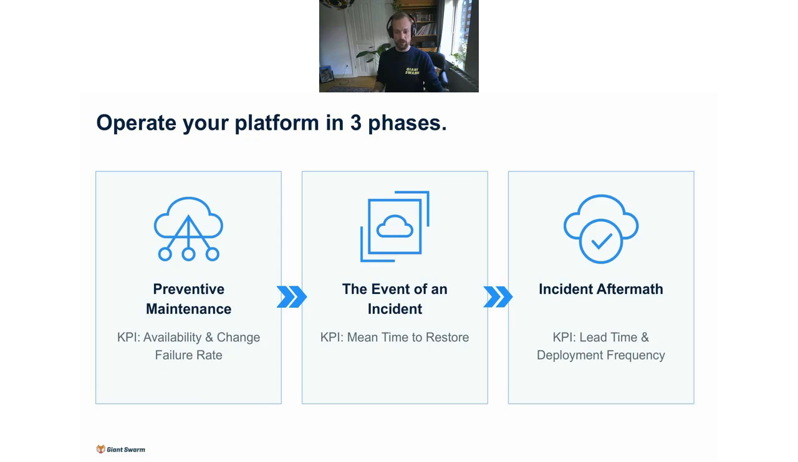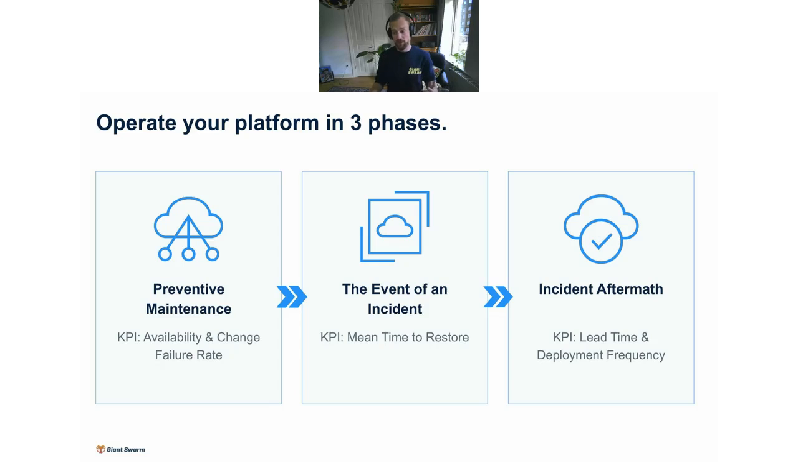Obviously, a good KPI is the availability of the platform. The better the availability is, the better we are at preventive maintenance, and the change failure rate. So how good are we at changing our system continuously so that we are not running into any downtimes. The second phase is the event of an incident. The KPI you have to watch there is the mean time to restore. So you have an incident, how good are you at responding to it and restoring your service again?